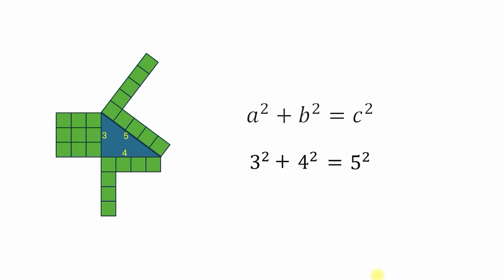Our vertical side, when squared, contains 9 tiles. Our horizontal base, when squared, contains 16 tiles.